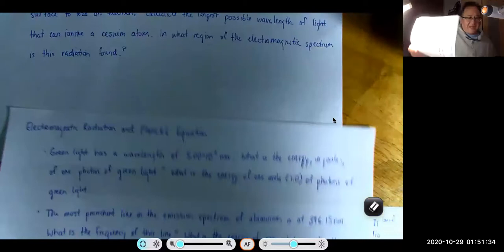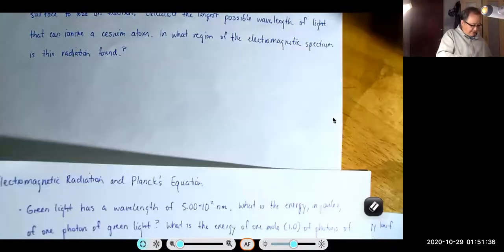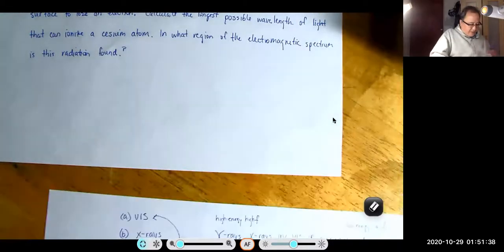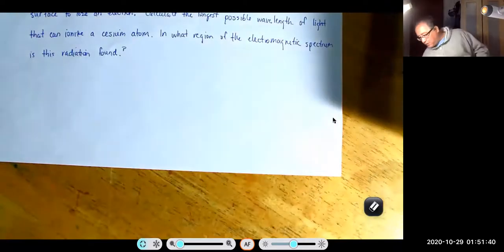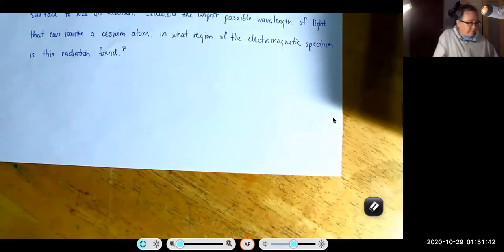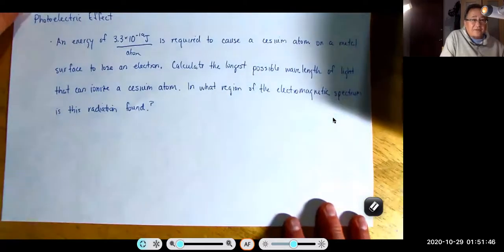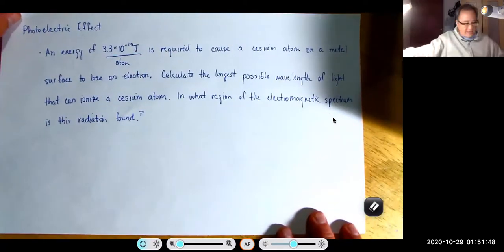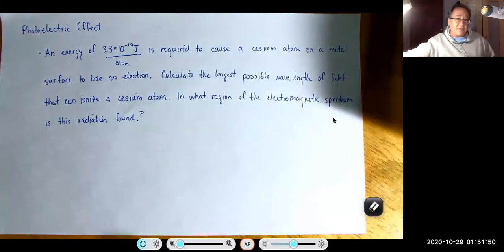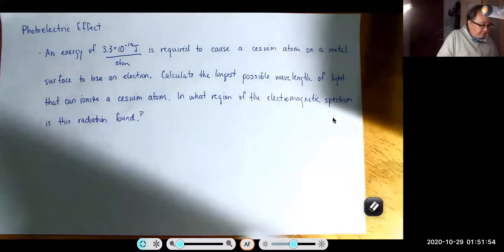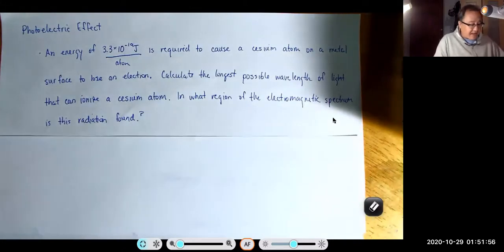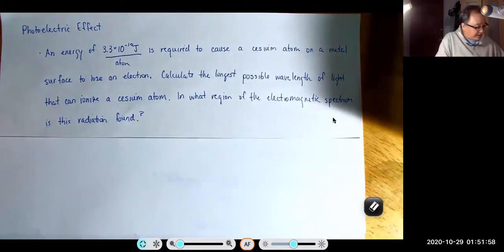Okay, let's put that off to the side. And we have another problem here. This will be the last one for this section, the photoelectric effect. An energy of 3.3 times 10 to the minus 19 joules per atom is required to cause a cesium atom on a metal surface to lose an electron.